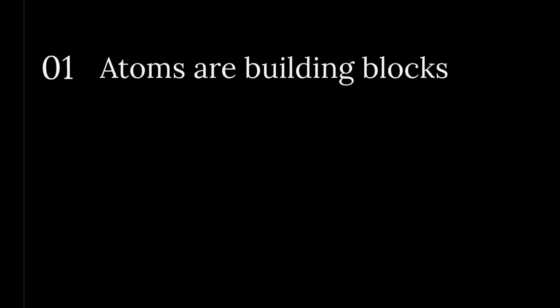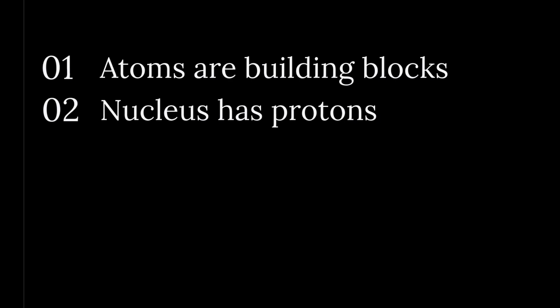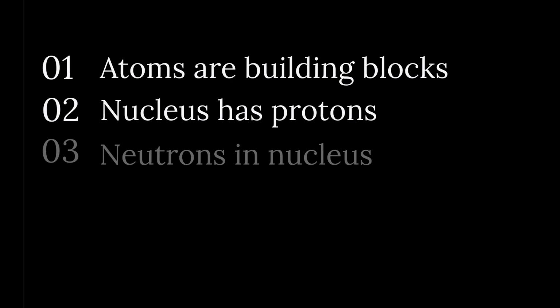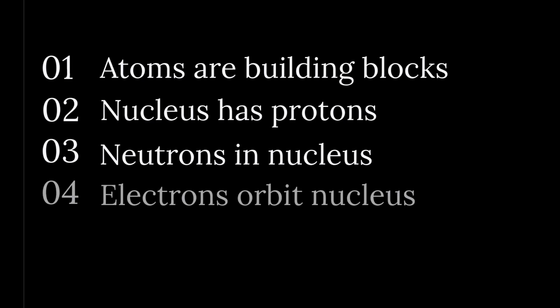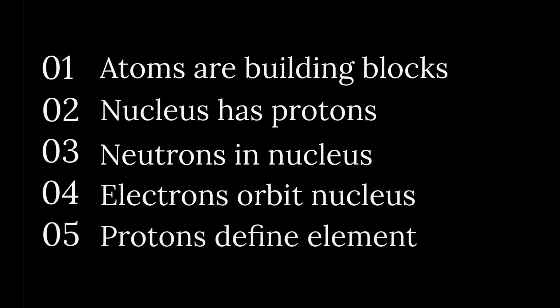Atoms are the building blocks of matter, consisting of a nucleus and electrons. The nucleus contains protons and neutrons, held together by a strong nuclear force. Electrons orbit the nucleus in energy levels or shells. The number of protons defines the element, while neutrons determine the isotope. Atoms become ions by gaining or losing electrons.